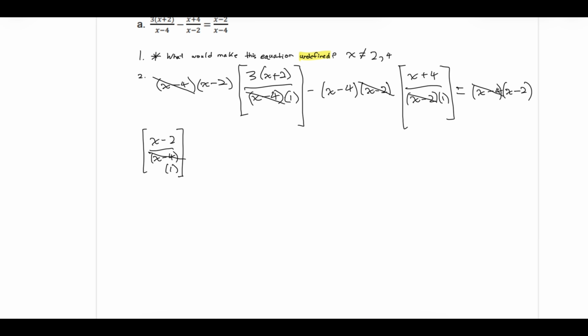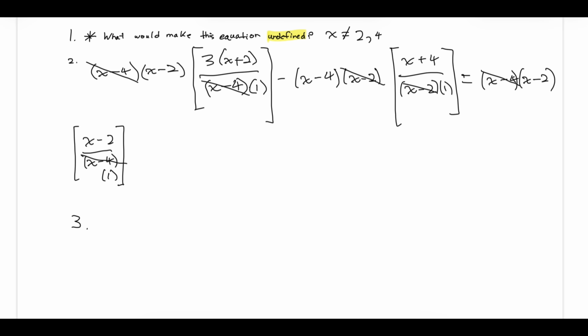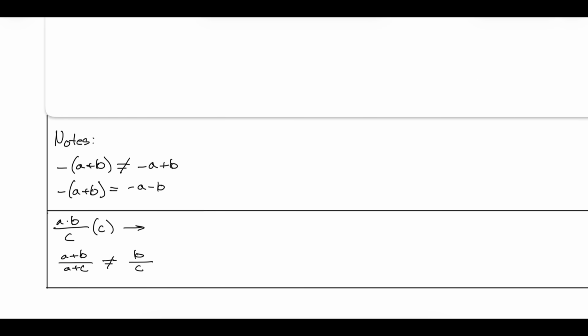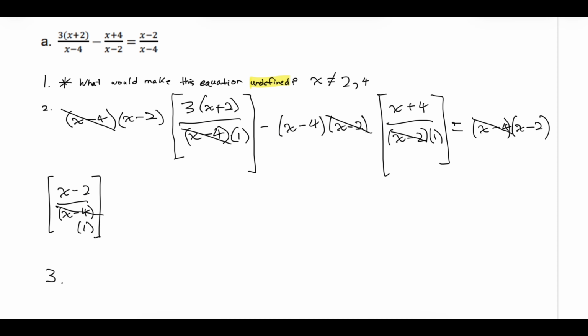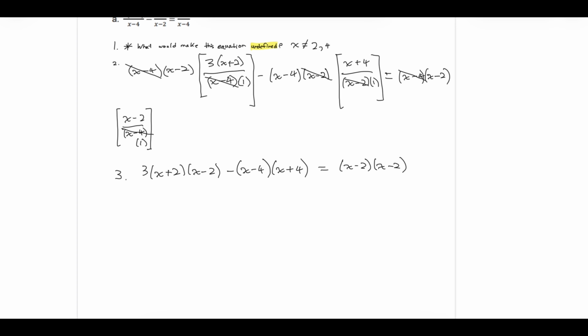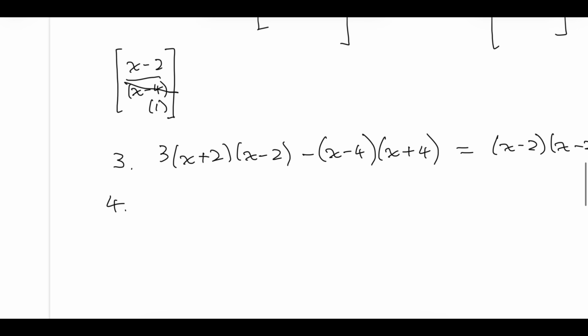Alright, let's rewrite this. Now it is very important to remember your parentheses when expanding this. The reason why it's important is that, for example, negative (a plus b) in parentheses is not equal to negative a plus b, because we didn't distribute the negative. So we have to do this. So this would be the correct equation. So let's expand this. Again, remember the parentheses.